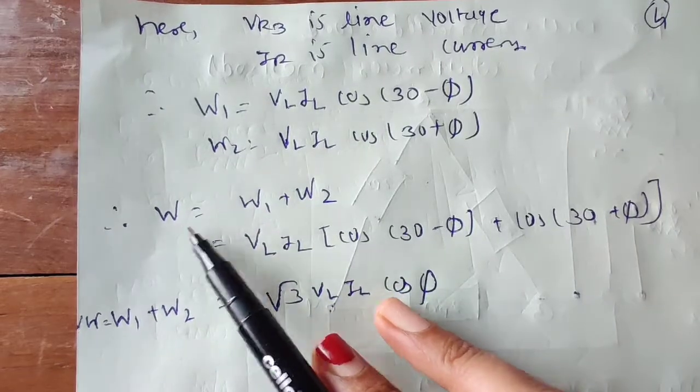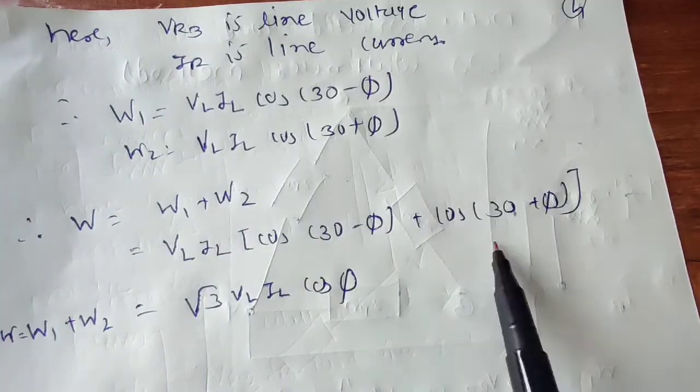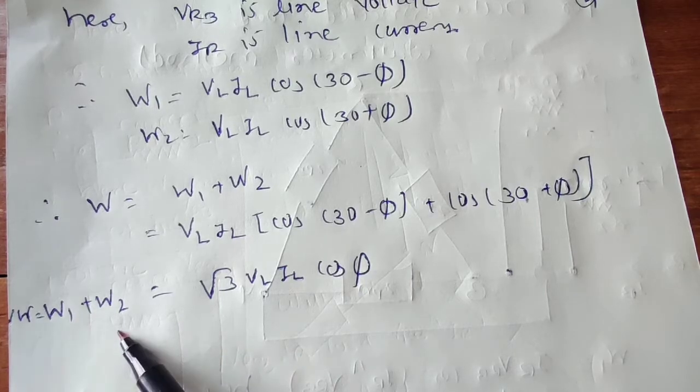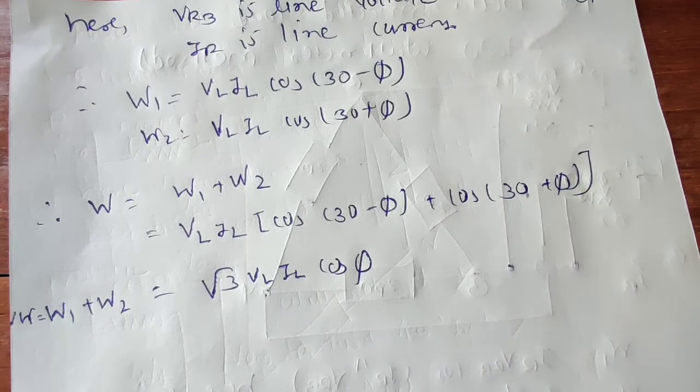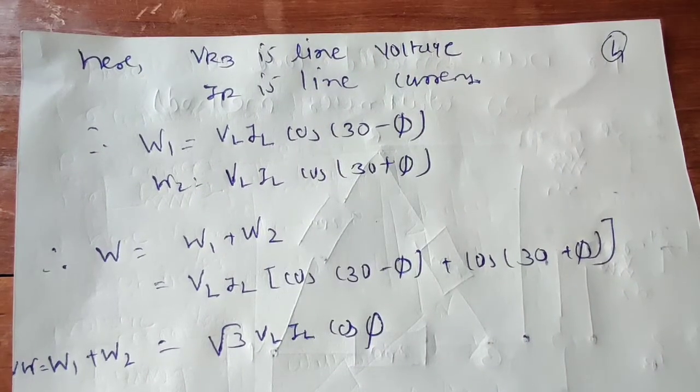Now as per the previous equation, W is equal to W1 plus W2. If I put in the values, I get the final equation: W is equal to W1 plus W2 is equal to root 3 VL IL cos phi. This is nothing but the total three phase active power. You can compare this equation with the active power equation in a three phase circuit, and we have proved that the sum of the readings of the two wattmeters is equal to the total three phase active power. This is very important from the examination point of view.